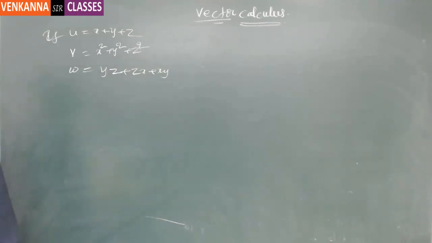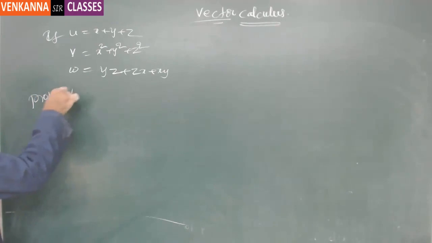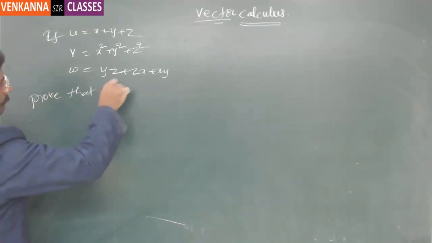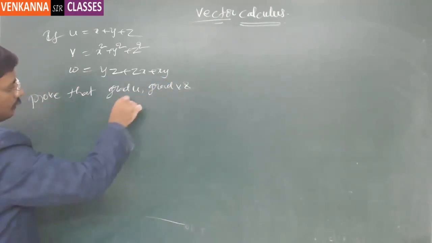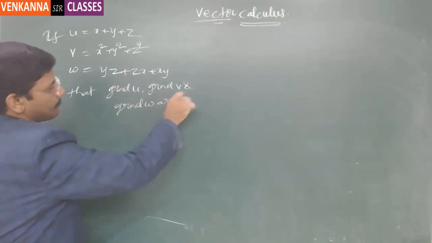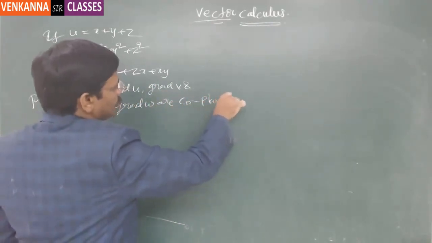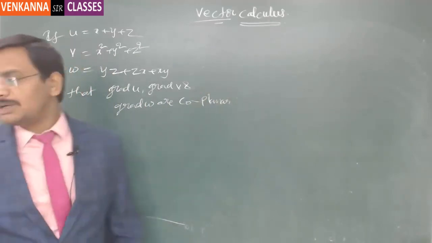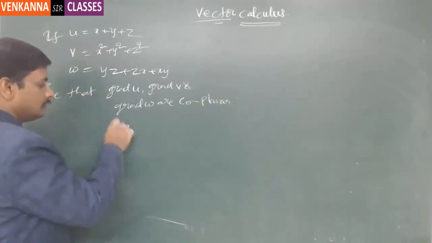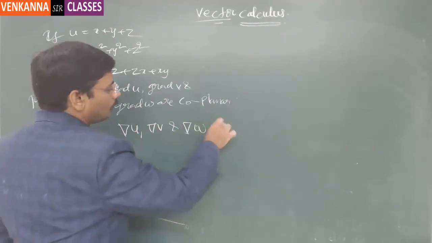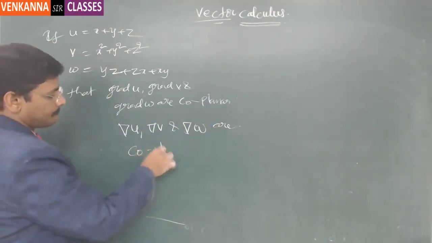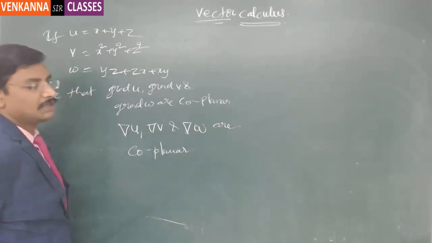So these are three different functions. Then prove that grad u, grad v and grad w are coplanar. So grad u means gradient of u, which is nothing but del u, right? So what he said was del u, del v and del w are coplanar vectors. So this is what he asked us to prove.